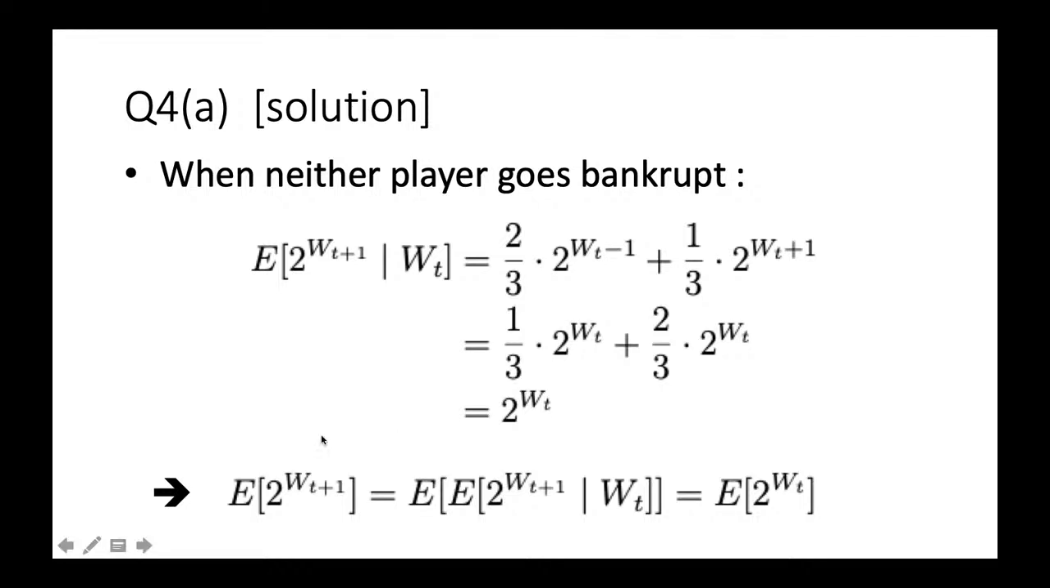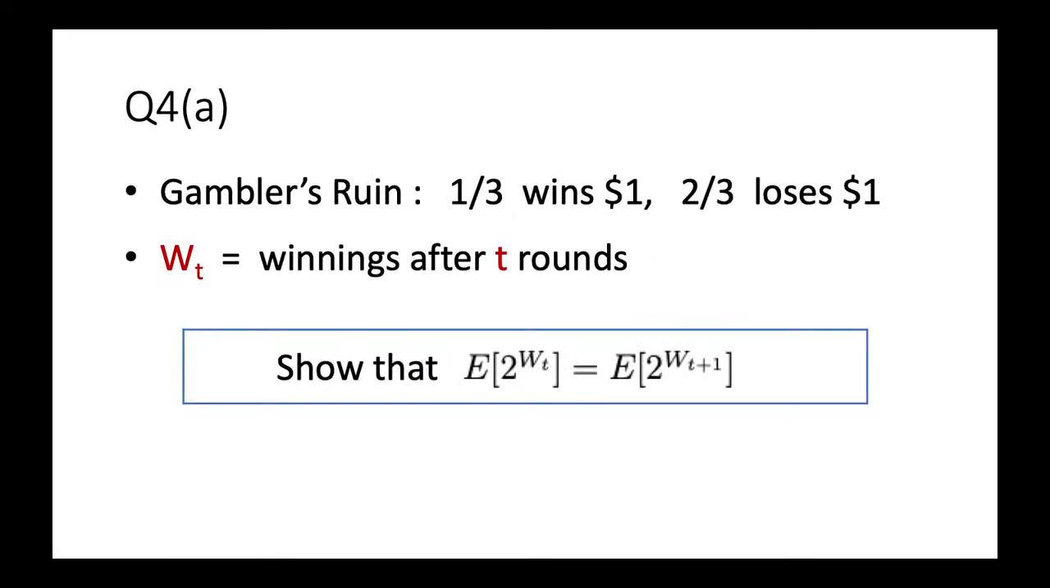But we know that, by the conditional expectation formula, the expected value of 2 to the power W_{T+1} is the same as the expectation of 2 to the power W_{T+1} given W_T. And this one is equal to 2 to the power W_T. So we just replace this one by 2 to the power W_T, and then we get our result. So what does that mean? It means that no matter what case happens, these two terms always have the same value. Okay?